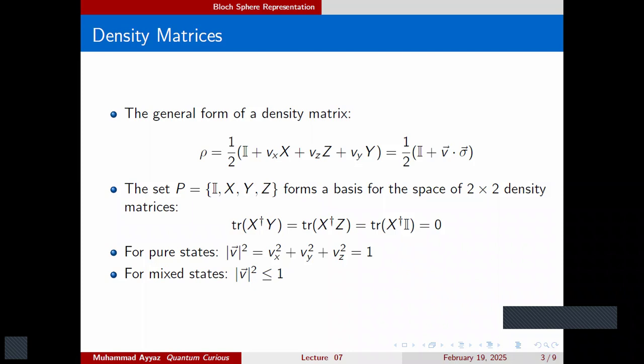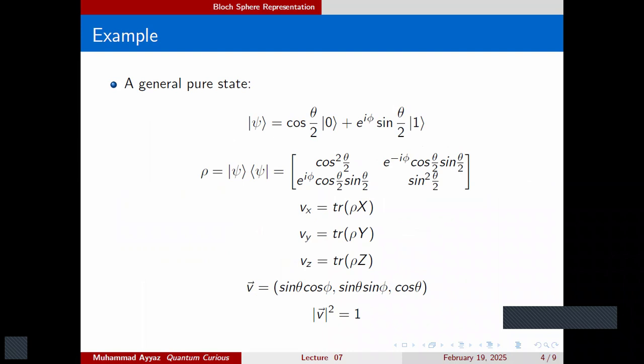Let's move on to an example to understand this. Consider a general pure qubit state, a superposition of states 0 and 1. We can write the density matrix of that pure state by taking the outer product of the ket and bra. In order to find the components of the Bloch vector of that density matrix, we have to take the trace of the density matrix with the given Pauli matrix.